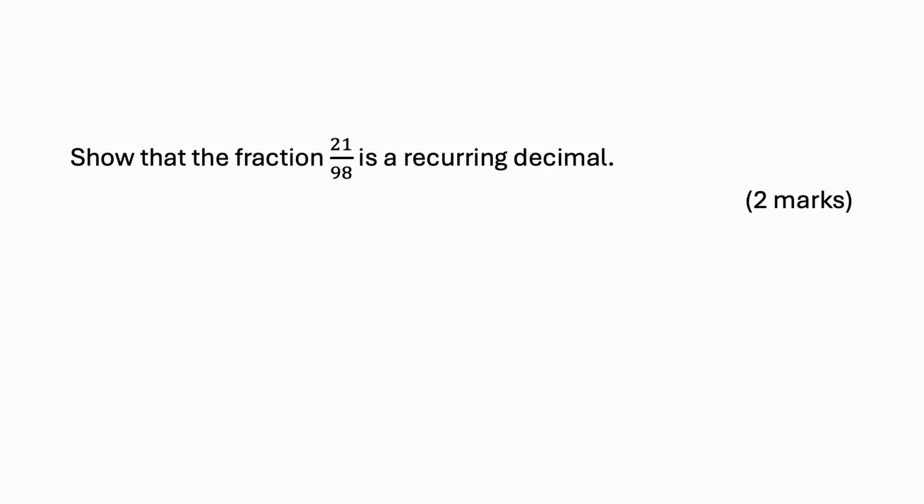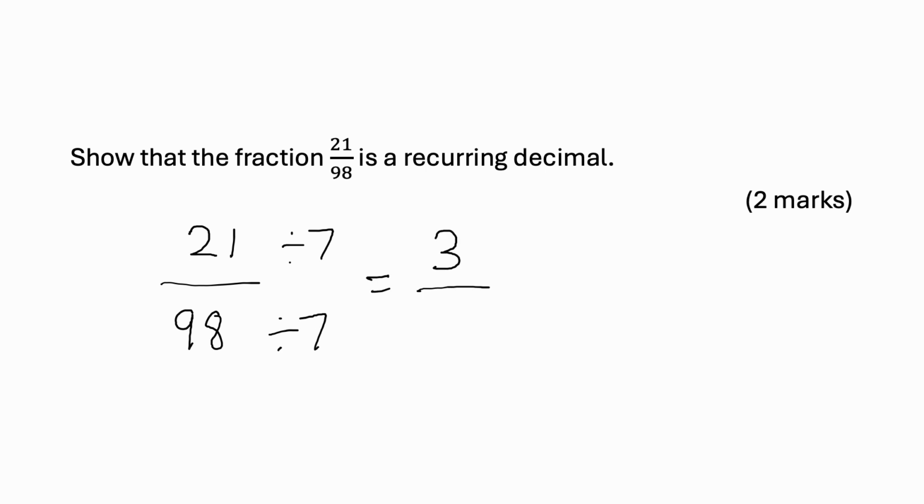So we've got: show that the fraction 21 over 98 is a recurring decimal. So 21 over 98. First thing we need to do is to simplify fully. Both 21 and 98 are divisible by 7. So if we divide 21 by 7 and 98 by 7, the top we get as 3, and on the bottom we get 14.